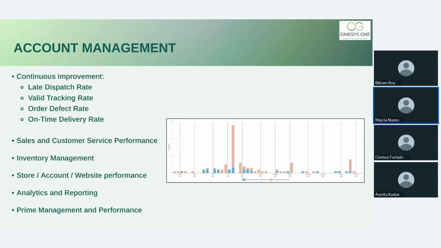Keep track of the inventory levels to ensure that you have enough stock to meet demand without overstocking. Use inventory management tools to forecast demand, streamline ordering processes, and prevent stockouts or overages. This will directly have a positive or a negative impact on the seller's visibility on the platform. Monitor the store, your account, or website performance.